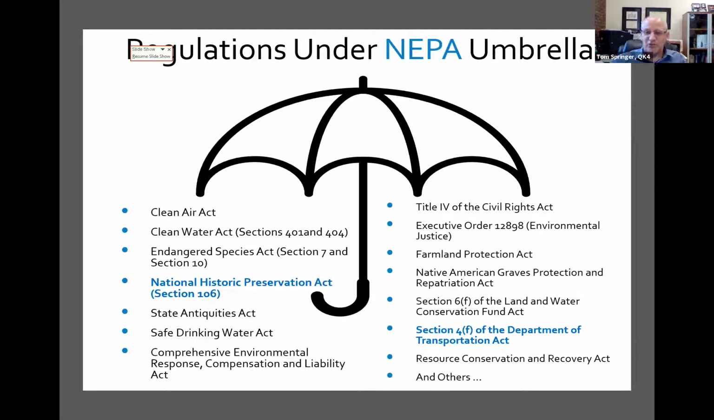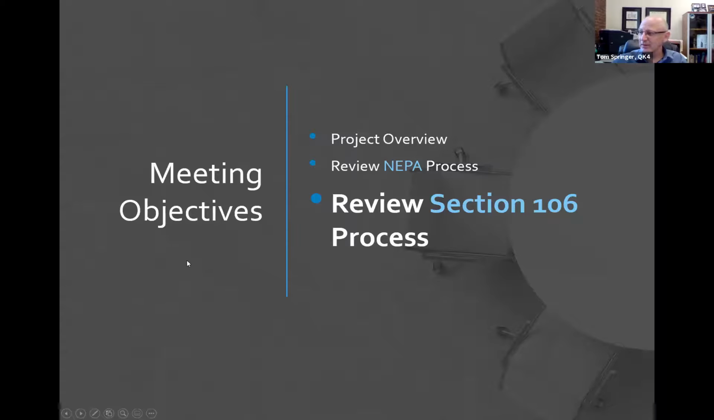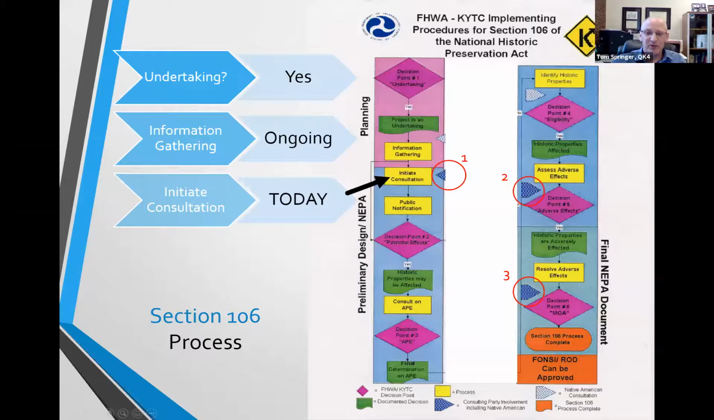So now I'm going to switch to Section 106, and go through an overview of that process. On the right-hand side of the screen, you see a flow chart about the decision-making under Section 106. At the top, the first thing you have to ask is, do we have an undertaking? And the answer is obviously yes, we have a historic bridge and a federally funded project. So we start gathering information about historic resources in the area.